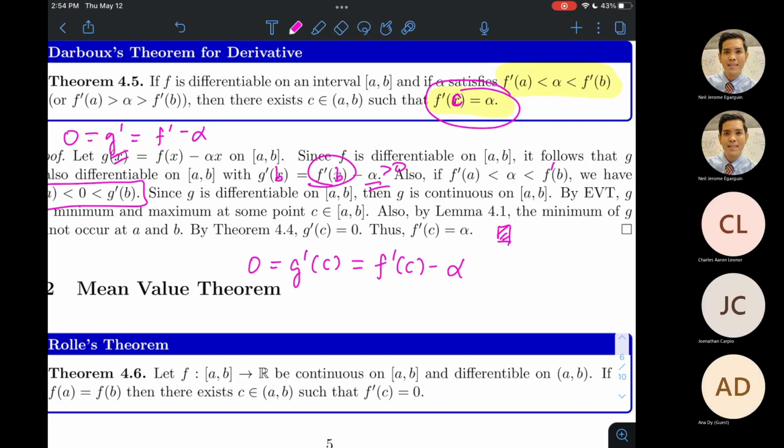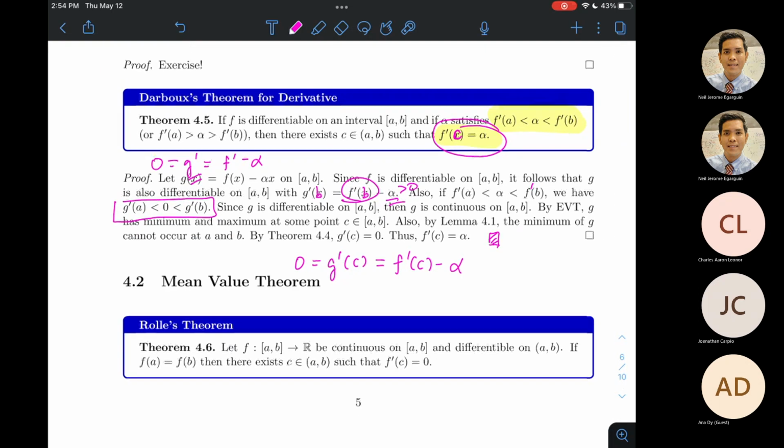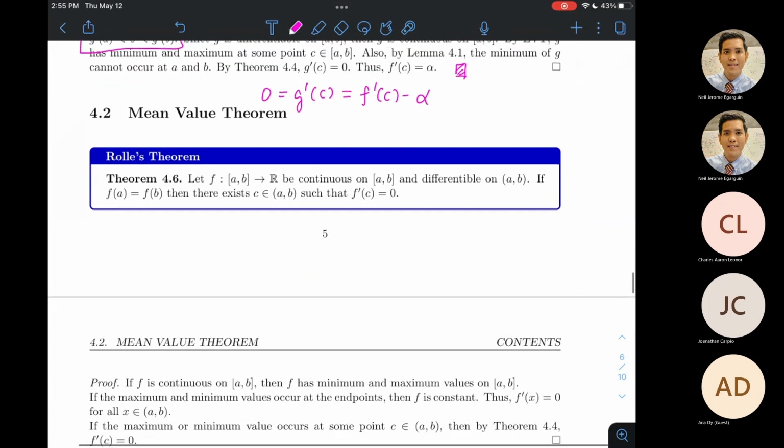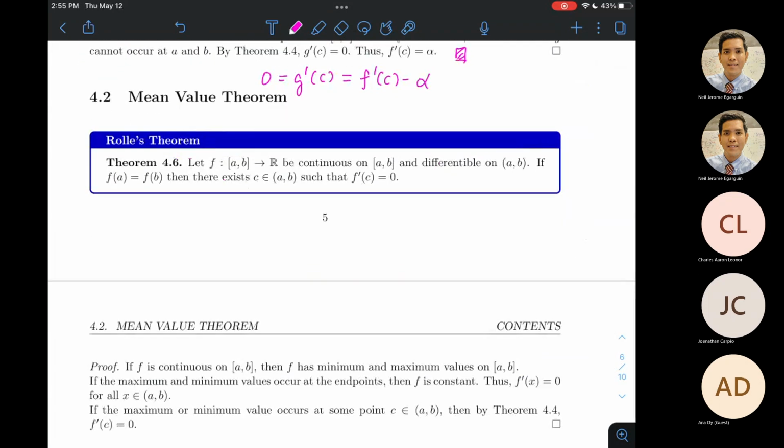Okay? So is that clear, guys? Questions? Because if you have none, then this closes section 4.1. Diretso na tayo dun sa second half ng Unit 4, which is a discussion of the Mean Value Theorem.